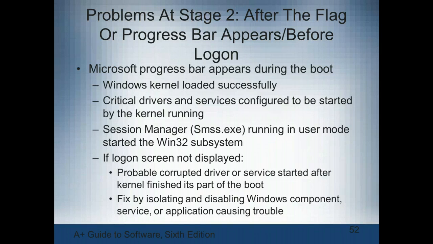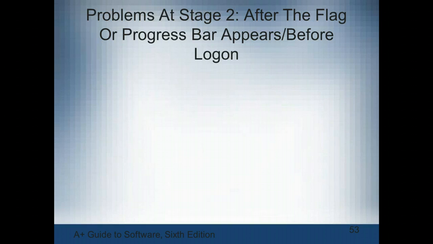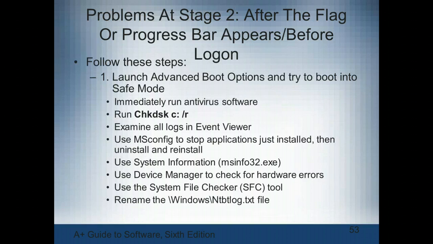If the kernel loads successfully but the logon screen does not display, it is probably corrupted, fixed by isolating. Advanced boot menu, and we're back to check disk. Check disk C colon: what we're doing here is checking the C drive. That's not part of the switch; that's the drive that we're going to check, and that's typically going to be the one that you have. System information, msinfo32.exe, reads basically the registry. It tells you what is installed on the system itself.